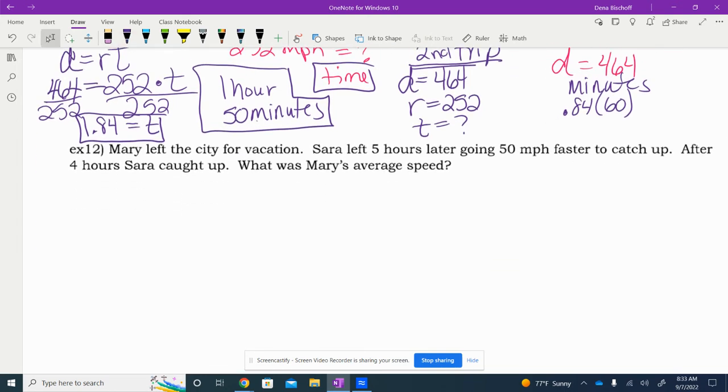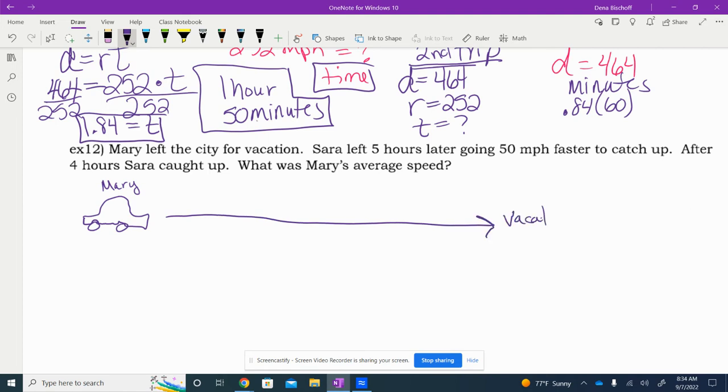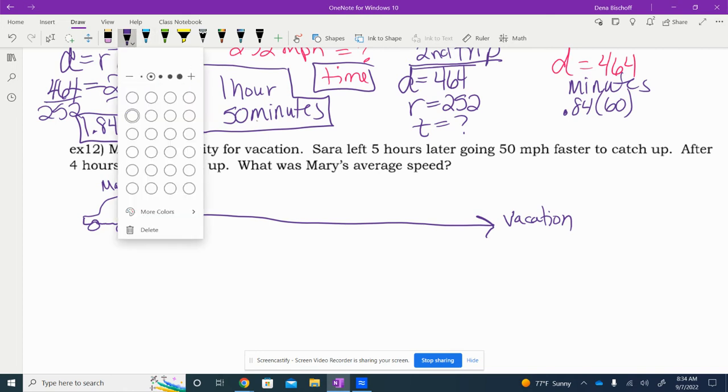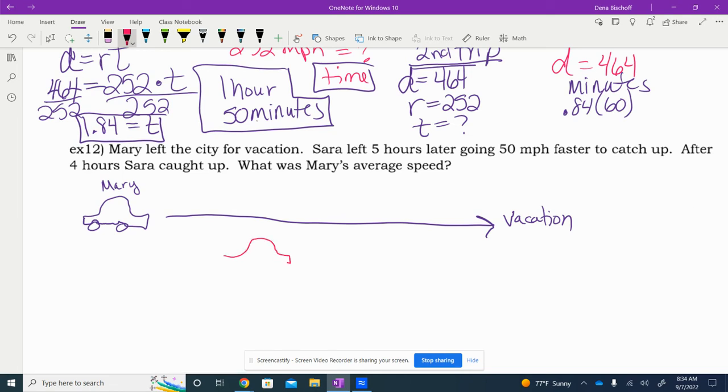So in this trip, Mary left for vacation. So I'm assuming that she's driving a car. Here's Mary's car. Throw some wheels on there. So this is Mary. And she left the city for vacation. That's all I know. Mary left the city for vacation. So Sarah left the city also for vacation, but she left 5 hours after Mary did. So Sarah is driving this schwanky car.